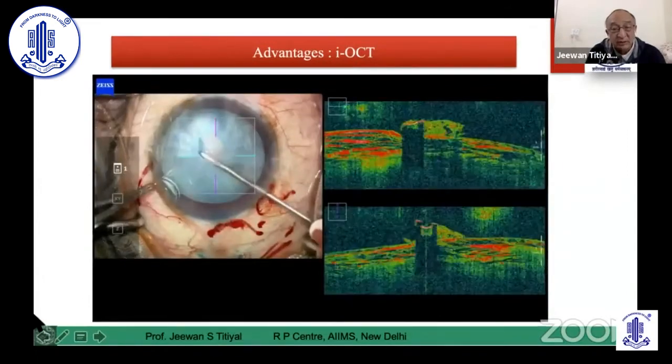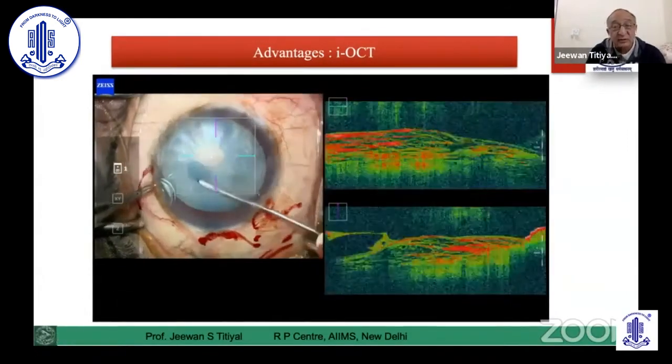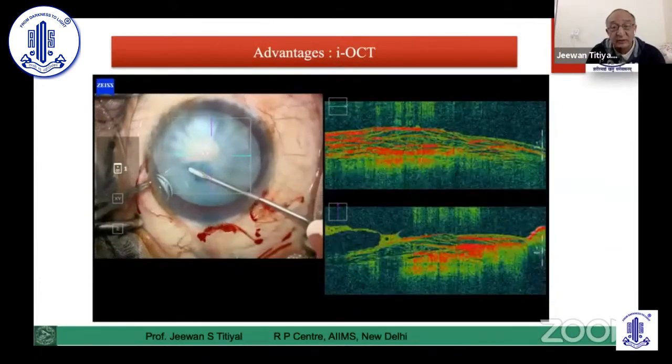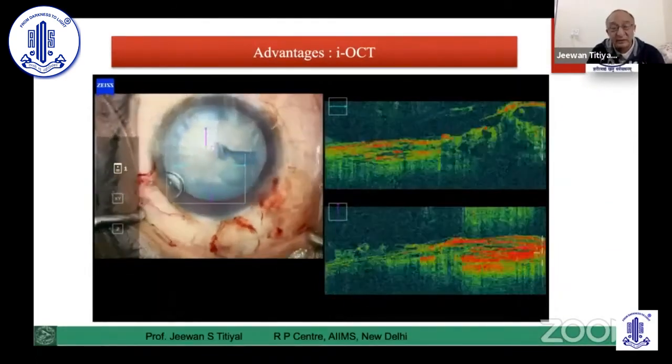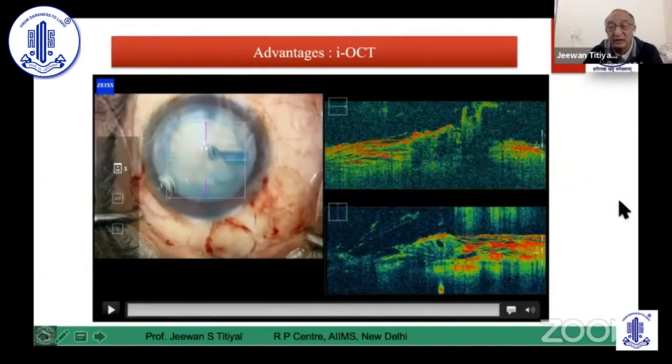You know what type of white cataract you are dealing with. You can assess intraoperatively what type of fluid release you have, how much the pressure release is after your initial nick. All can be assessed with your iOCT attachment.